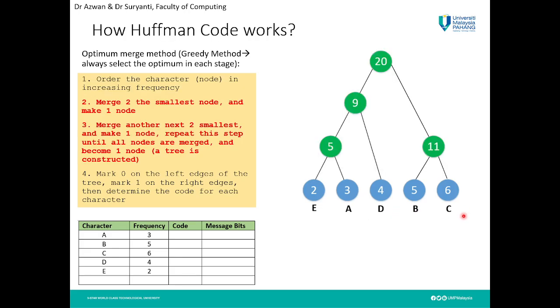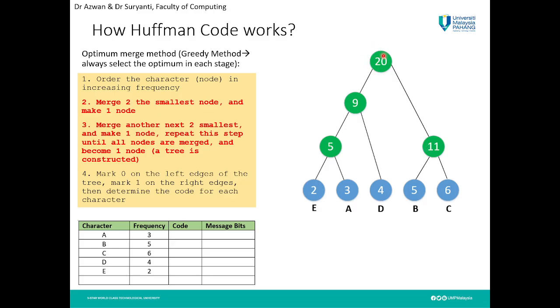Next step in Huffman code is it will merge the two smallest nodes and make them one. So the two smallest nodes now are 2 and 3. We merge them, become 5. And then the next smallest are 5 and 4. We merge them, become 9. 9 cannot merge with 5 because there is another 6 that is smaller than 9. So we need to merge this one first, 5 and 6. Merge them, become 11. And then we merge the next smallest, which are 9 and 11, become 20.